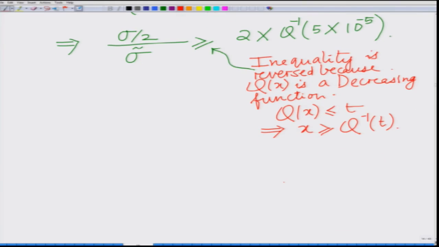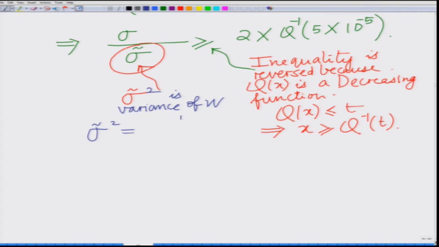Okay. So, basically that implies now, this 2 will not be here because we have taken this 2 to the other side. Now, let us substitute this expression for sigma tilde. Sigma tilde is the square root of the variance, that is the standard deviation of the estimation. Remember where we got this: sigma tilde square is the variance of w, and sigma tilde square equals 1 over sigma square by n plus 1 over sigma h square.